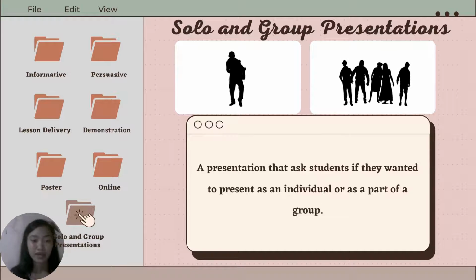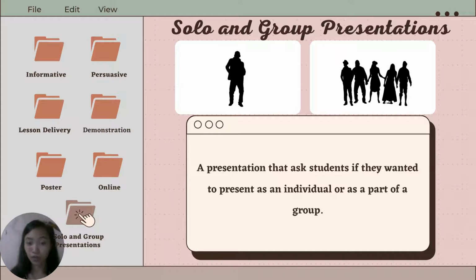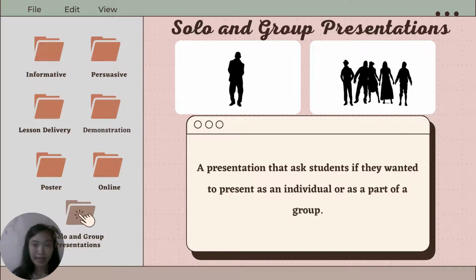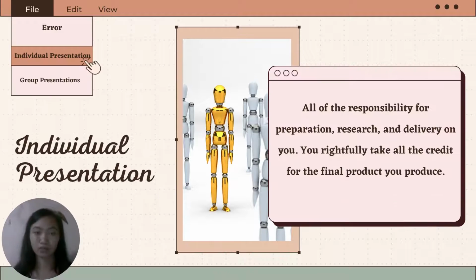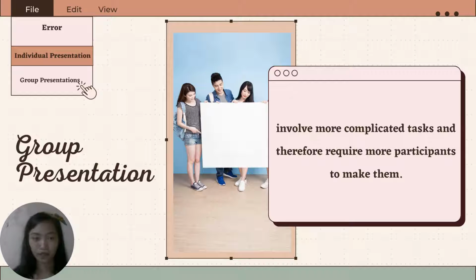Last but not least, we have solo and group presentation. This kind of presentation asks students if they want to present as an individual or as part of a group. Let's define the difference between the two. Individual presentation refers to an individual who is responsible for the preparation, the research, and delivery of his presentation. He is rightfully taking all the credit for the final product he has produced. Next, we have group presentations. Group presentations involve more complicated tasks and therefore require more participants to make them.